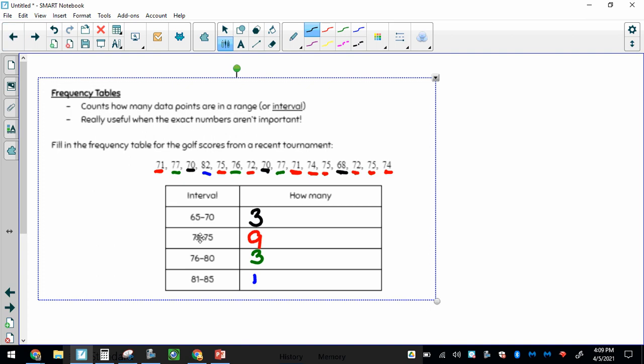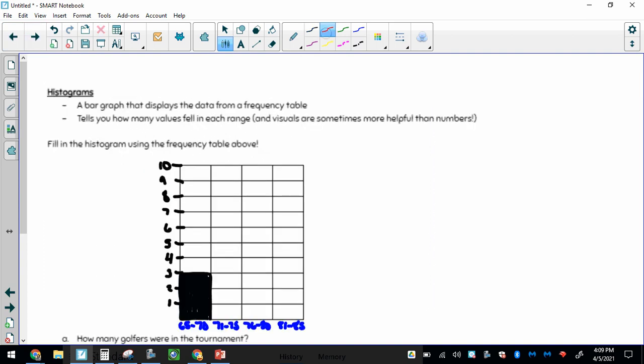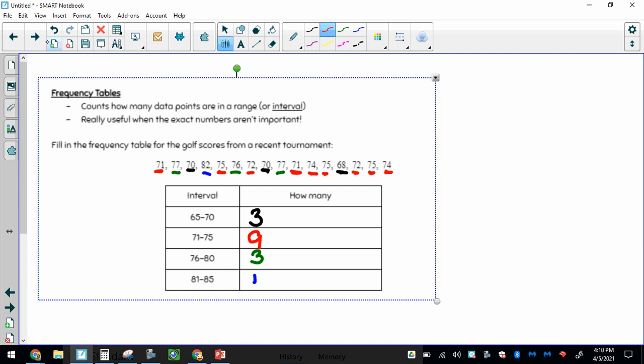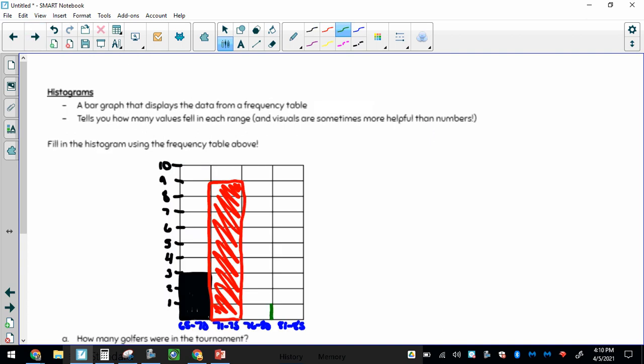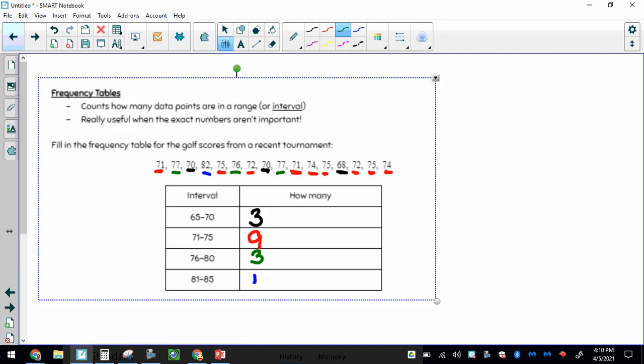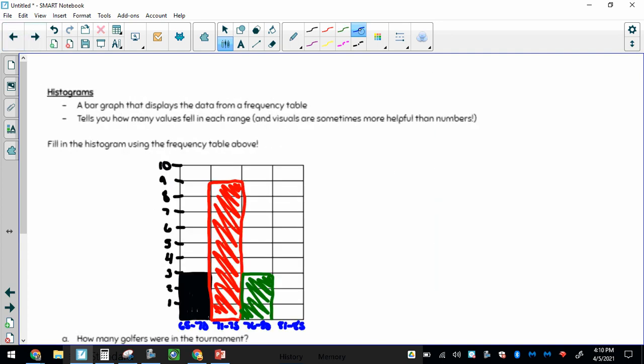For the next one, between 71 to 75, 9 data values. So we're going to bring this bar all the way up to 9. And same thing, color that in. Do a better job coloring in than I'm going to. I just don't want to spend a lot of time on it. Between 76 to 80, there were 3. So this bar should also go 3 high. And then for the last one, 81 to 85, only 1. So this bar would only be 1 tall.